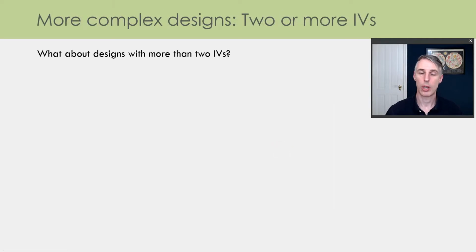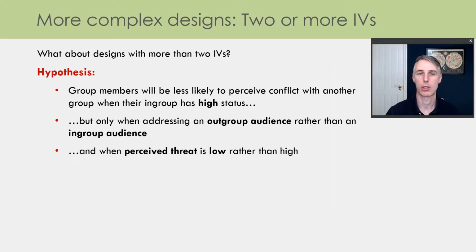So on to a final example. What about designs that have more than two independent variables? So let's make our design, our operationalization, again, a little bit more complex. Let's take that basic hypothesis again. It's the same one we started out with. Group members will be less likely to perceive conflict with another group when their in-group has high status, only when addressing an out-group audience rather than an in-group audience.